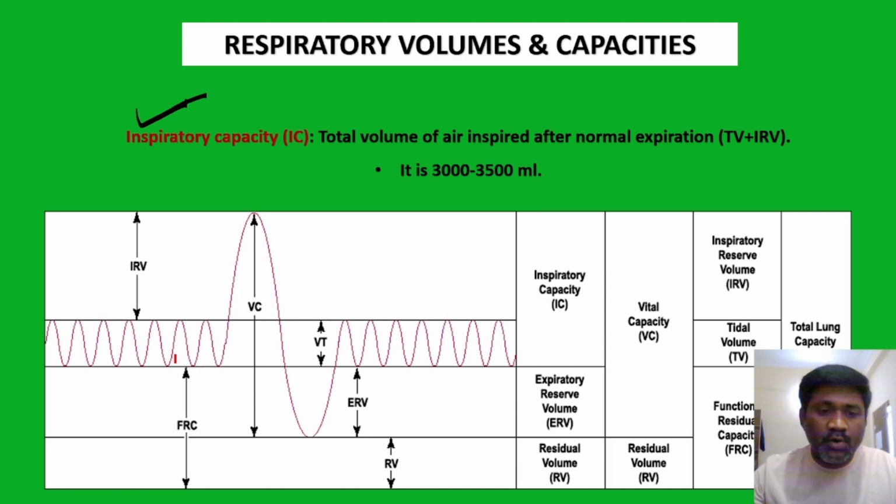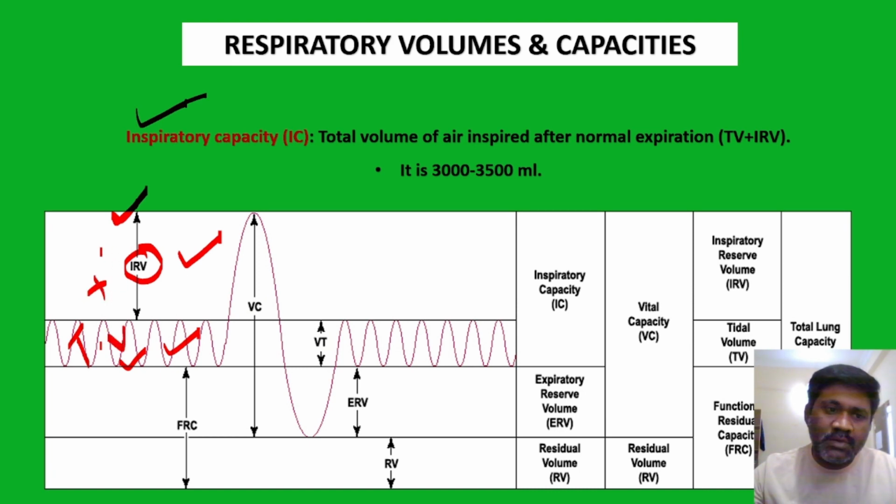Look at this. This is the tidal volume. Okay, this is the inspiratory reserve volume. From this line to this line in the graph, this is the inspiratory reserve volume. This indicates IRV. And this indicates the tidal volume. This tidal volume plus this IRV together is called what?